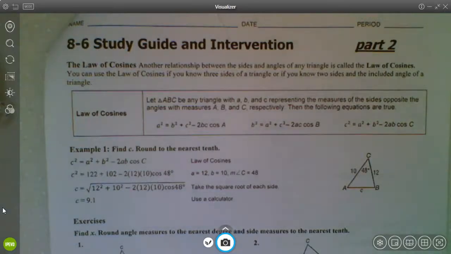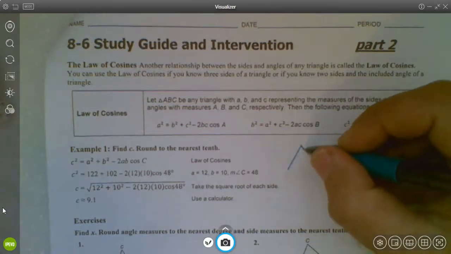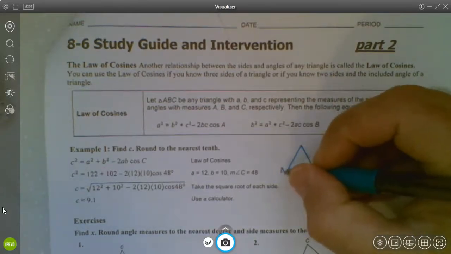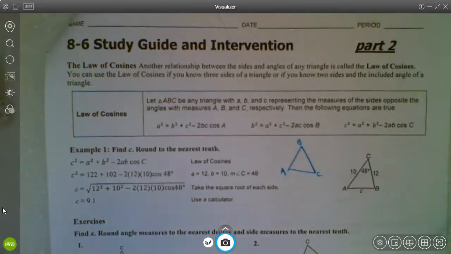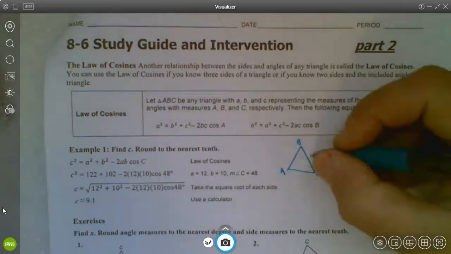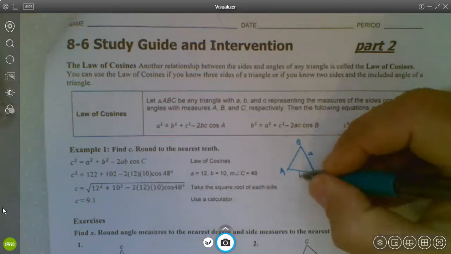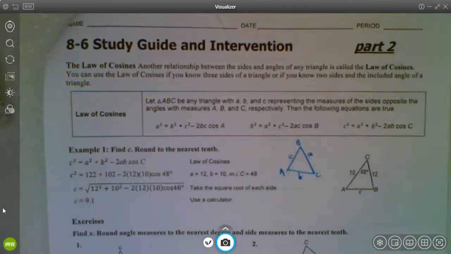I showed you a drawing in the last lesson, in part 1, that looks something like this that I wanted to remind you of. Remember, what they call the standard drawing of a triangle is where they use the capital letters to represent angles, and the lowercase letters to represent the side across from that angle. So capital C would be across from lowercase c. That's the image we have to consider when we look at the formulas here.